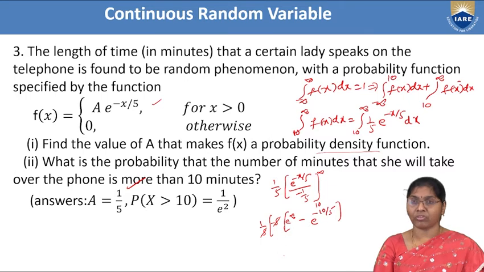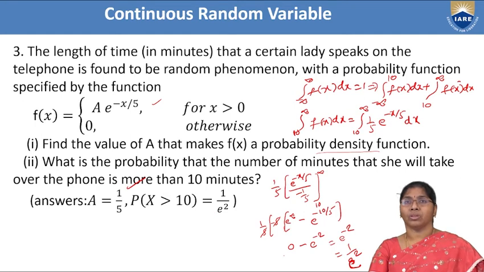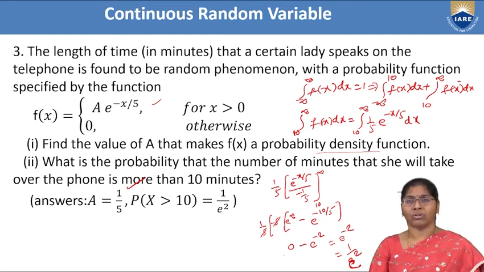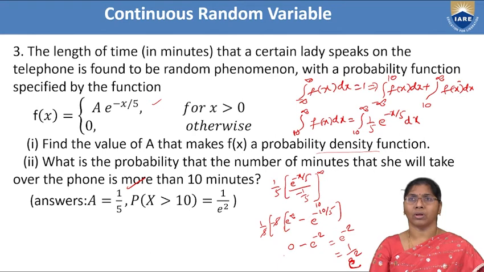Here the first term is 0, then 0 minus e power minus 2, which can be written as 1 by e square. Finally we get 1 by e square. Here e value is about 2.718, and we can substitute that, or otherwise you can stop here, no problem. The probability that she will take more than 10 minutes over the phone is 1 by e square. Okay, this is the problem.